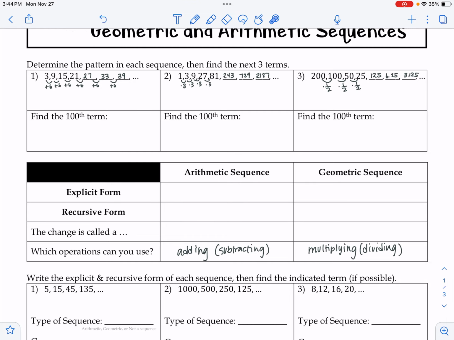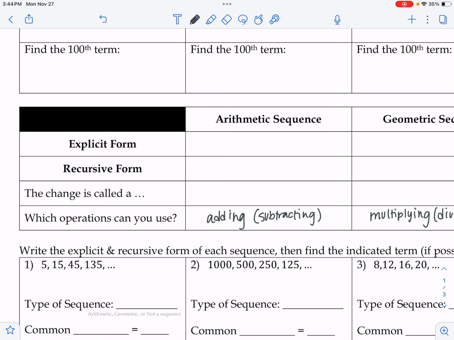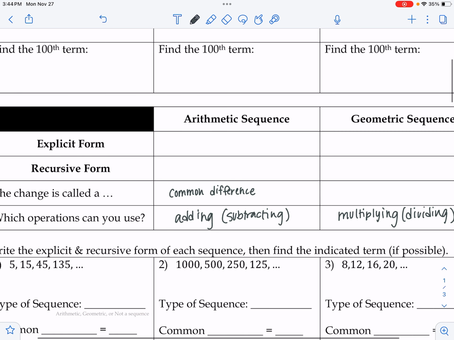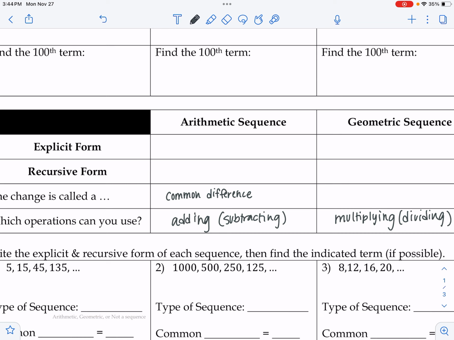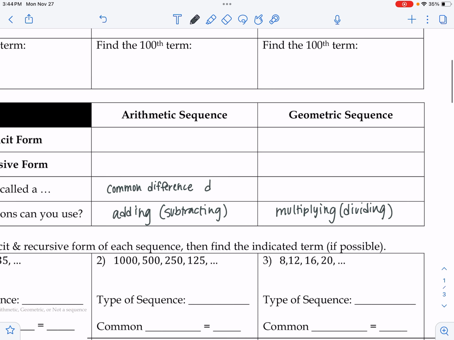Okay, and so the number that you are adding each time is called the common difference. It's called the difference because you can find it by subtracting the second and first term. They usually represent that with the letter D. If you're multiplying, they call that a common ratio. And they usually represent that by R.